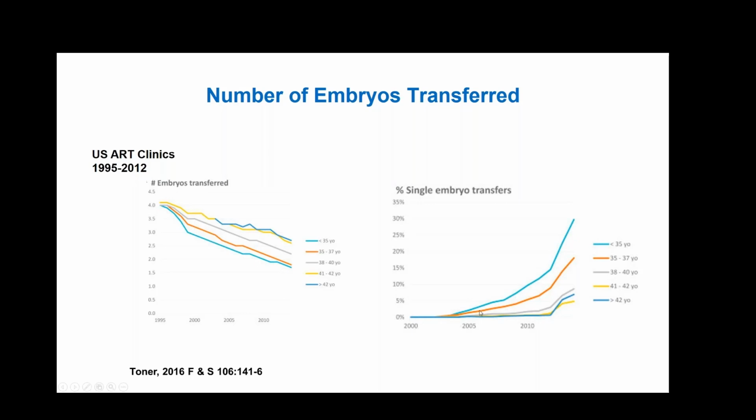For example, in women under 35, the most likely group to receive single embryo transfer, no more than about 30% of transfers are singles. So there's still a high rate of multiple transfer in most groups.